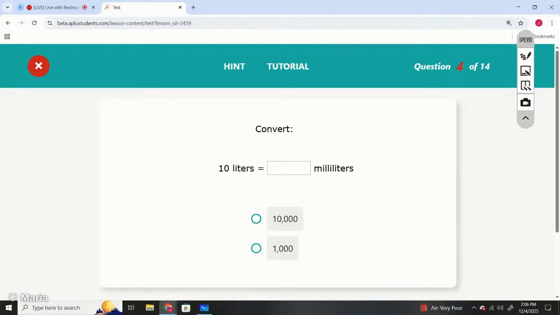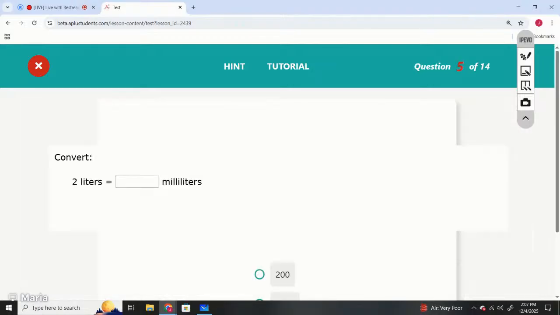10 liters equal how many milliliters? 10 liters equal 10,000 milliliters. Option number one is the correct option.